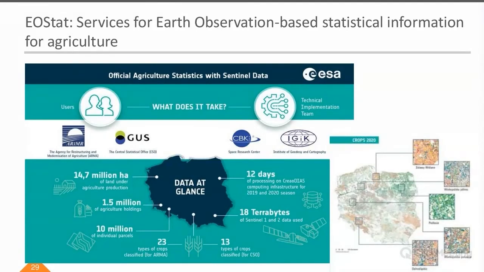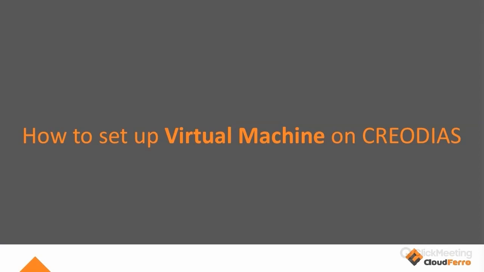Taking a look at Poland and the agricultural statistics, different classifications, different analyses were done on Sentinel-1, Sentinel-2 datasets to see what actually is the status of agriculture in Poland. So those are just a few examples. There is a much longer list of use cases and different products conducted on our platform. As you can see, a lot can be done here in just one common environment.